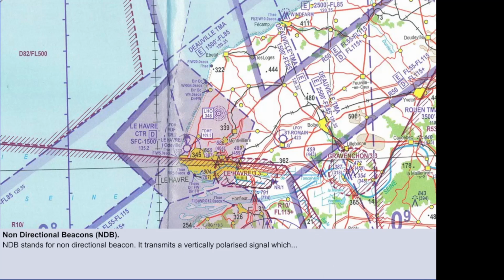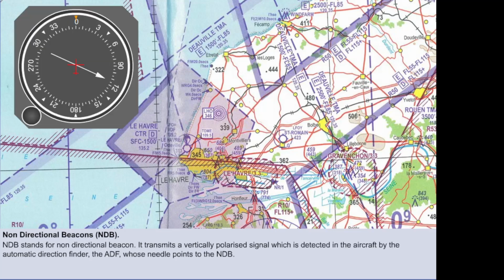This beacon emits a vertically polarized signal in all directions, which says simply, "I'm over here." It gives no more information than that in its basic form. On aviation charts, its symbol is 3 circles of dots around a solid circle around a single dot.